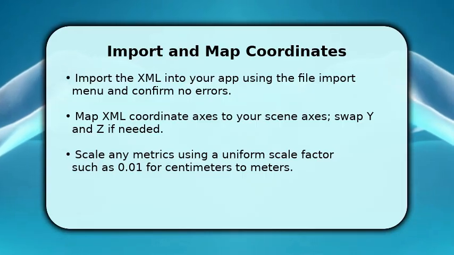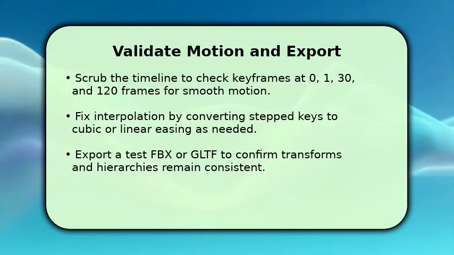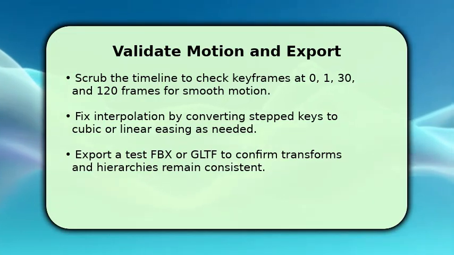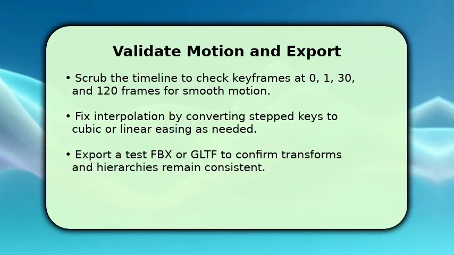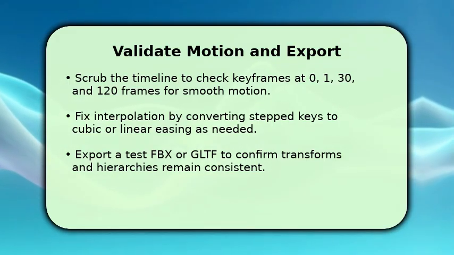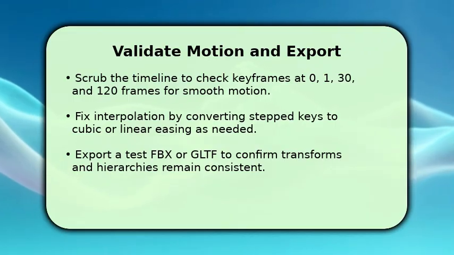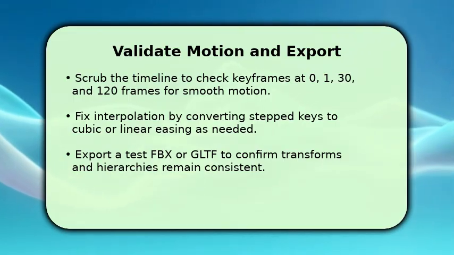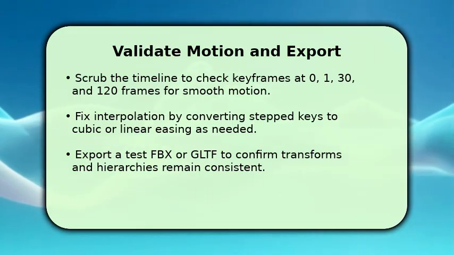After mapping and scaling, scrub the timeline and check keyframes for jitter and drift. Scrub the timeline to check keyframes at 0, 1, 30, and 120 frames for smooth motion. Correct any rotation flips by applying a 180-degree correction or changing Euler order. Fix interpolation issues by converting stepped keys to cubic or linear easing settings.